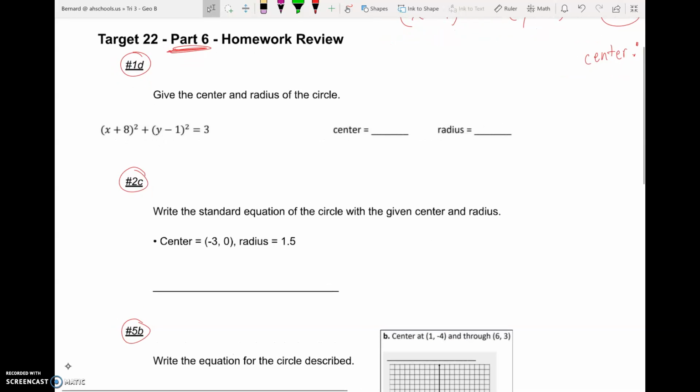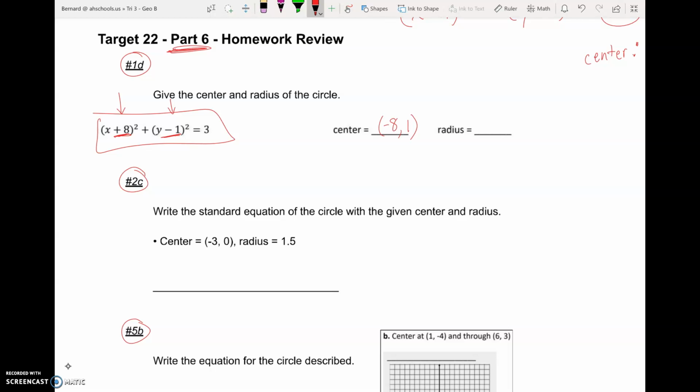Give the center and radius of the circle based on this equation. And so our center is going to come from the x plus 8 and the y minus 1 part. Remember, it's just opposite of that. And our x value comes from the x parenthesis, y comes from the y parenthesis. And so our center is just going to be negative 8, positive 1, right? Opposite of 8, opposite of negative 1.